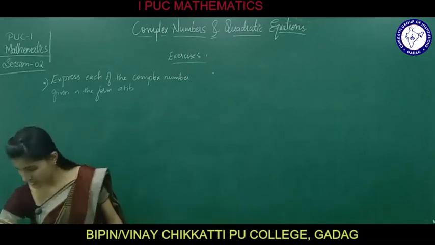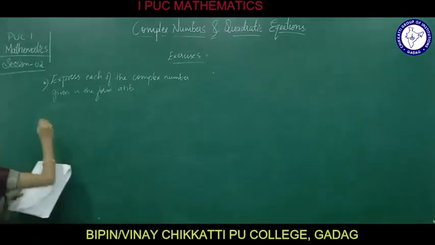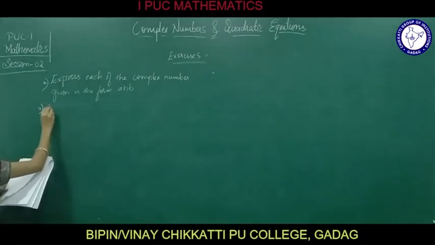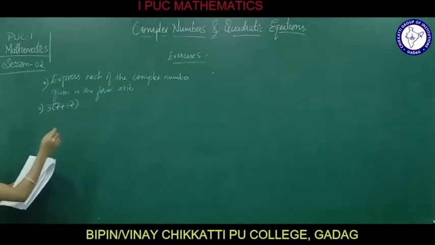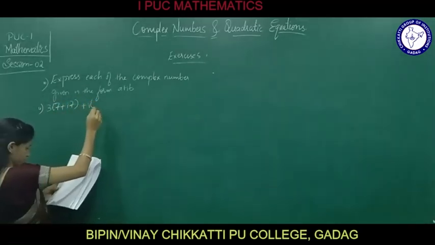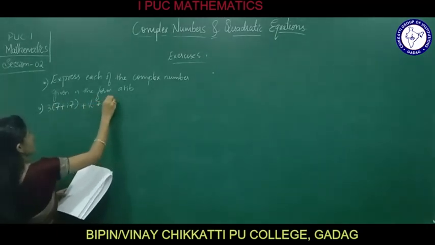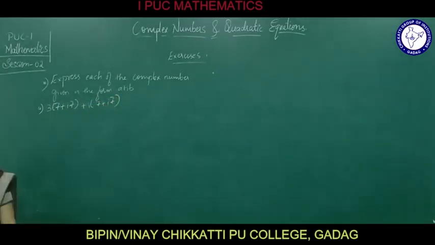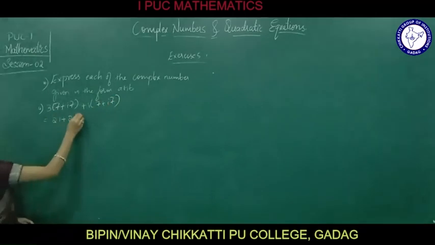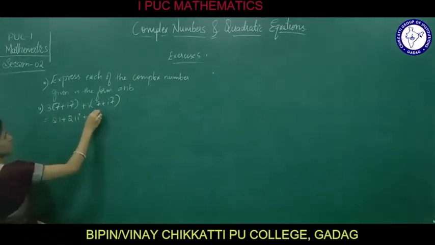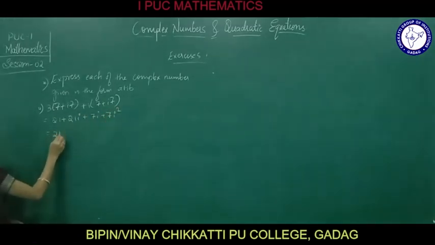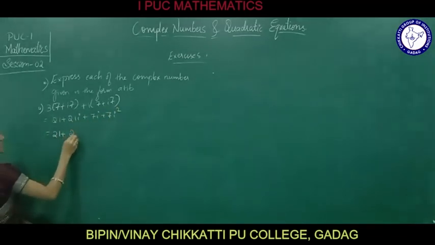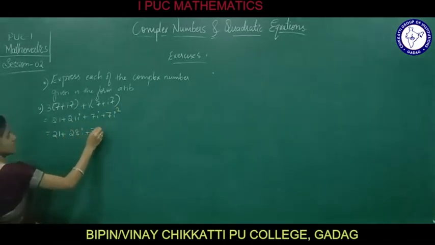Next, what is the fourth problem given? It is given (3 + i)(7 + i)... Let us simplify. This can be written as 3 sevens are 21 plus 3i plus 7i plus i square. 21 plus 7, 28i plus 7 into minus 1.